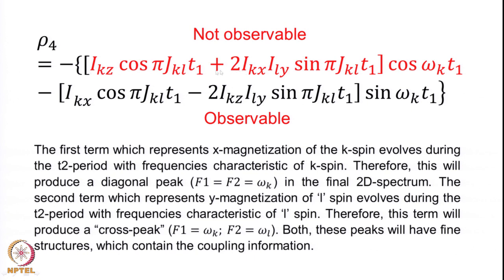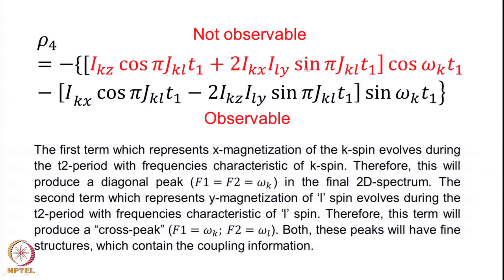You notice that these operators do not lead to observable magnetization during the t2 period, because next we are going to have evolution during the t2 period. Whatever is observable there, we are going to retain, and what is not observable, we will ignore, because it is not going to lead to any signal.